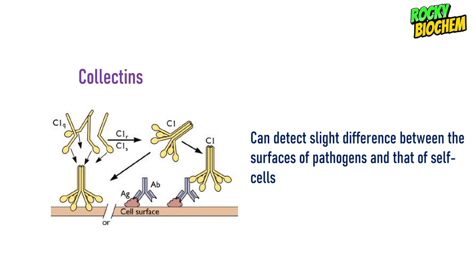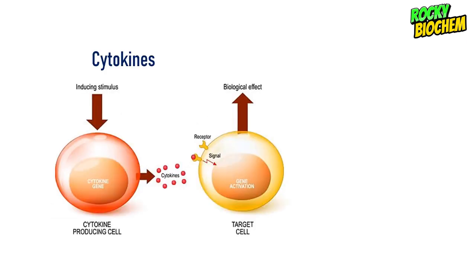Aside from collectins, we have cytokines. Cytokines play a role in both the innate immune system and the adaptive immune system. Cytokines play an important role in protecting the body against invading pathogens. So cytokines are just proteins secreted by one cell that have the ability to either increase or decrease the function or the activities of the target cell.